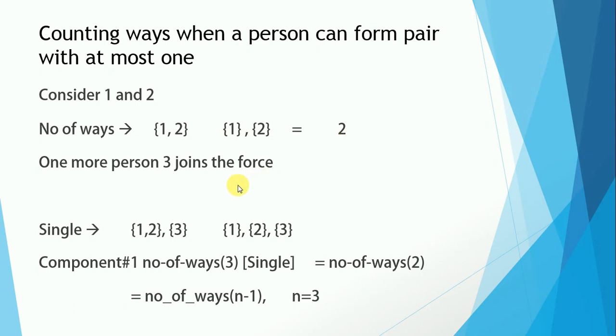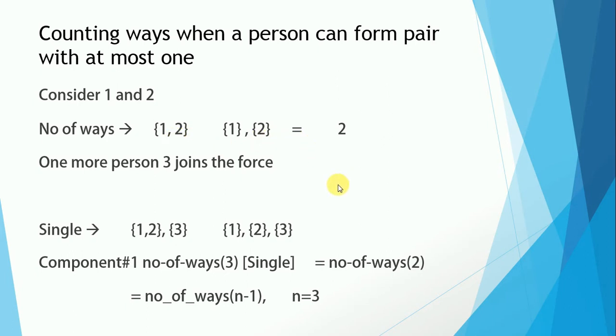Now, pay attention here. Let me add one more person to this arrangement. And that person is 3. So now there are 3 people. So how can I add 3 to these arrangements? First, I consider that he stays single. So the arrangements will be 1 and 2 taken together and 3 single. And the second arrangement will also have 3 as a single person, but 1 and 2 are also single. So basically, I am appending 3 at the end of each of these arrangements.